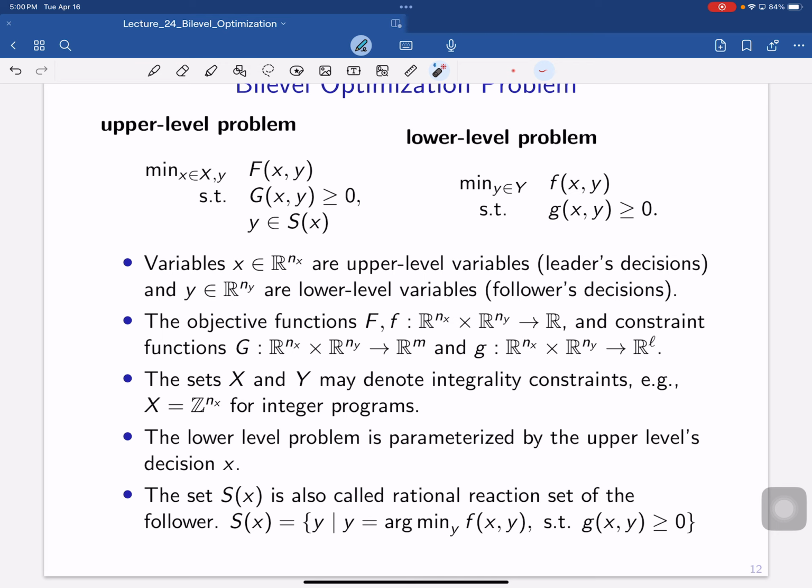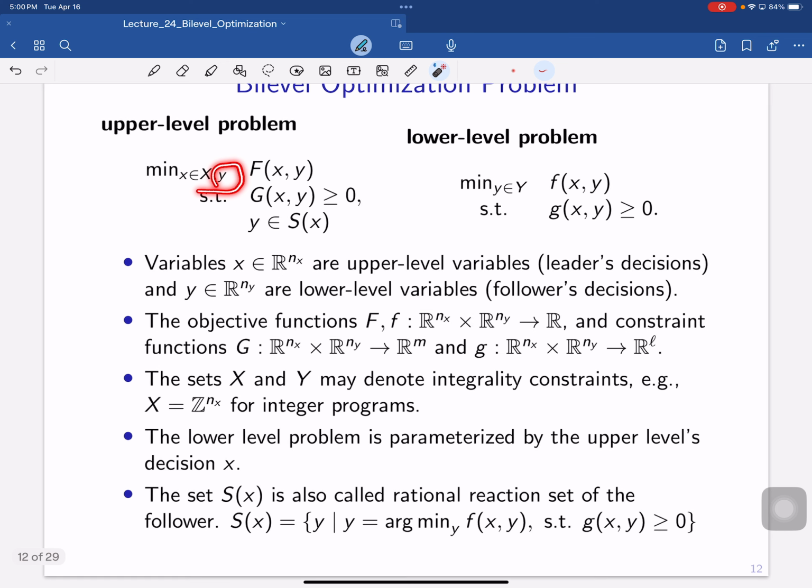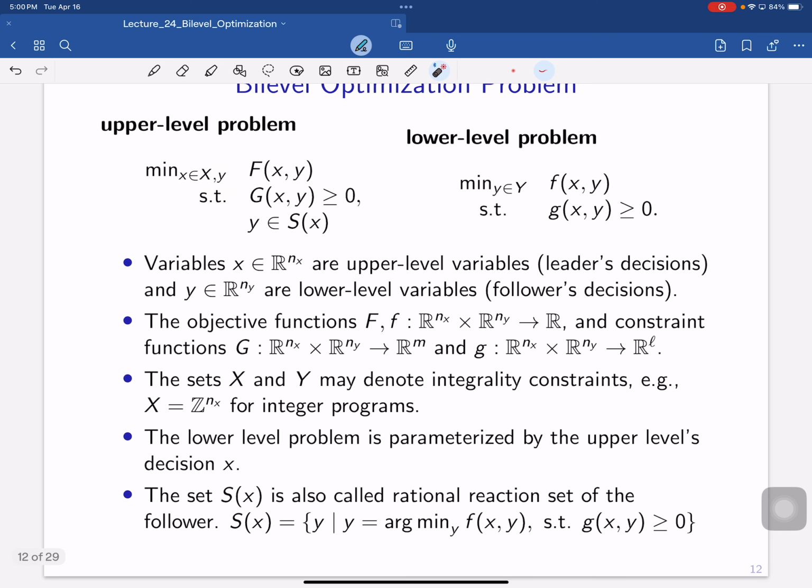As you can imagine, if the best response is unique, as in the first problem, the production problem, we don't need to optimize for y here. But if the best response is not unique, then there are some distinctions related to how you classify the bilevel optimization problem.